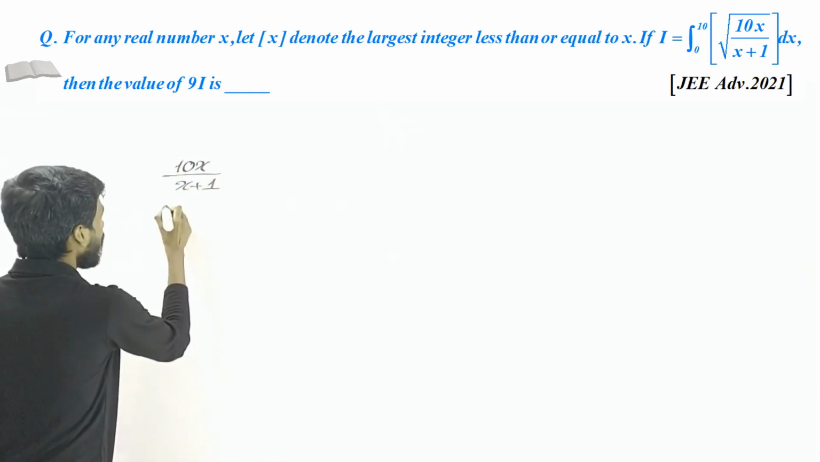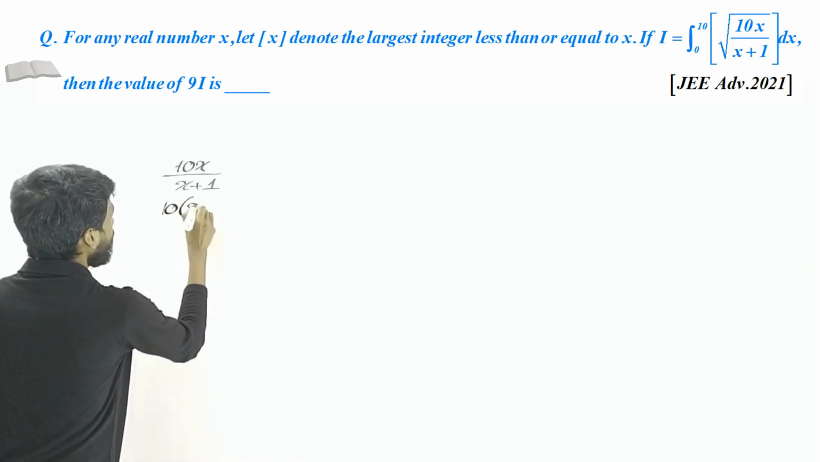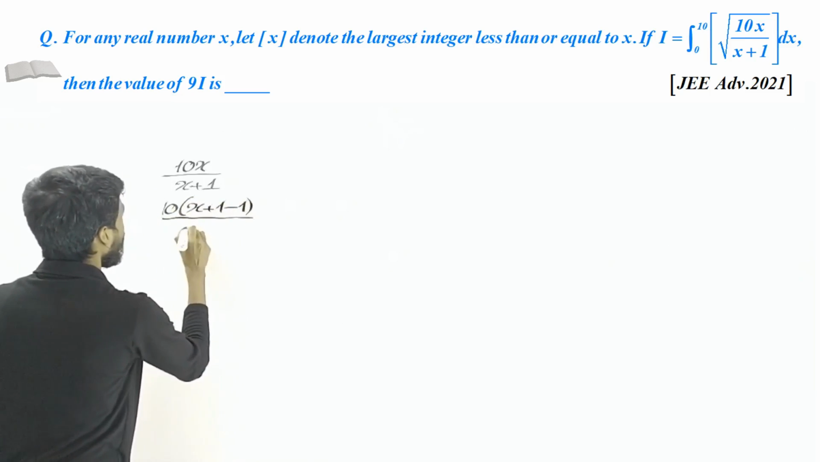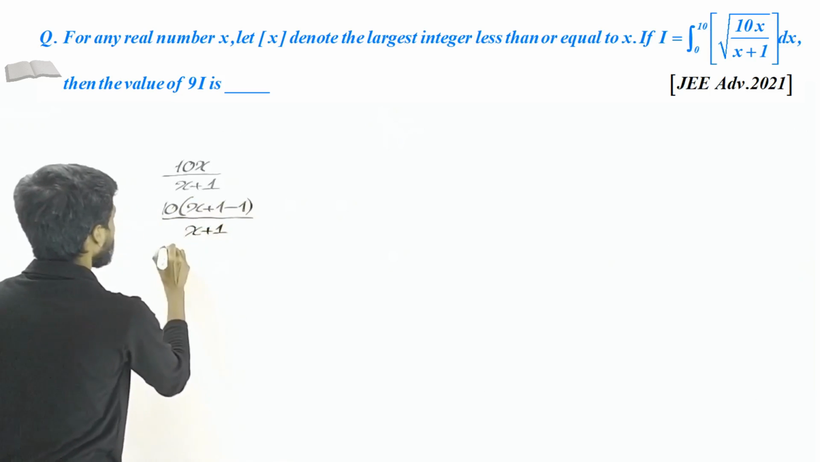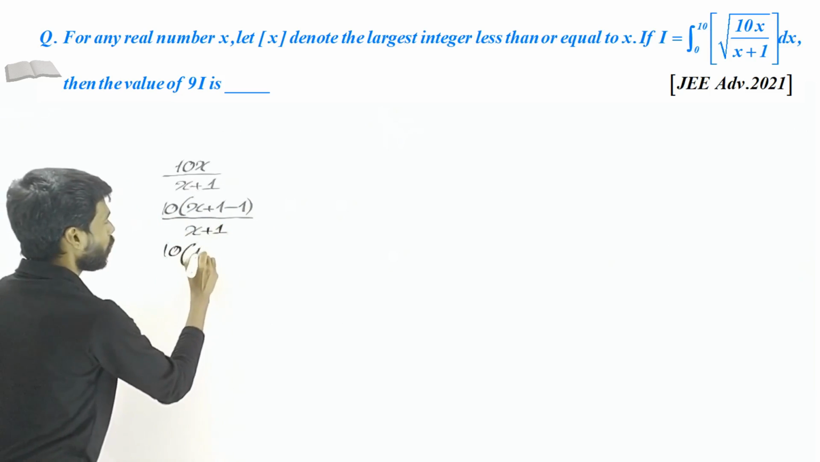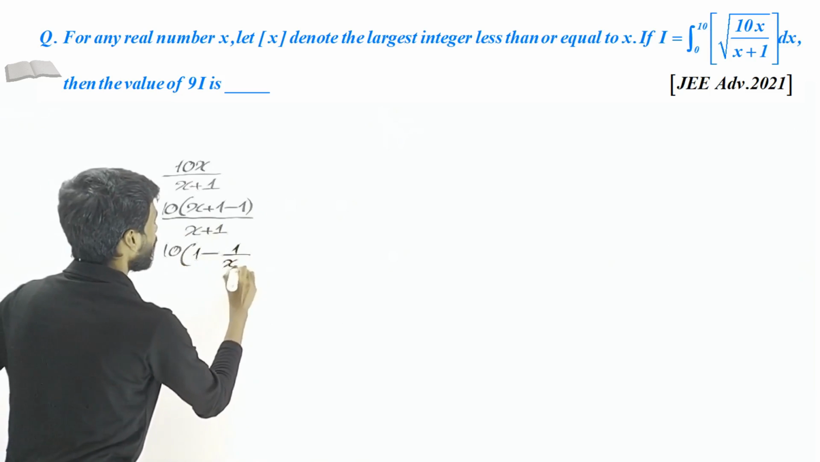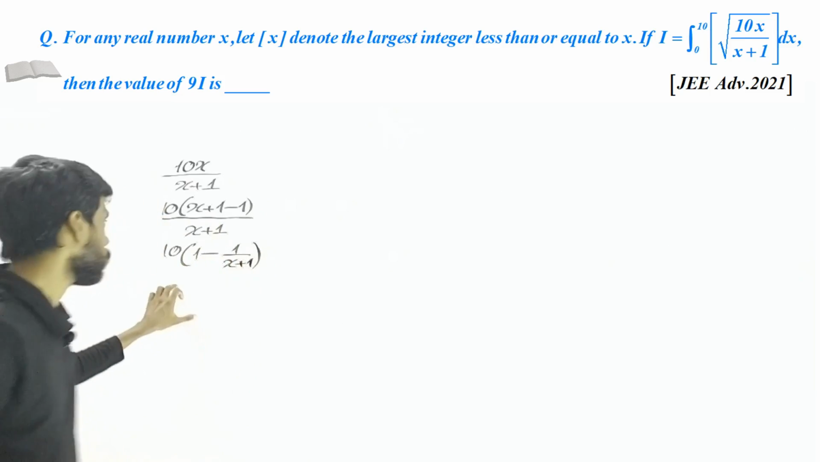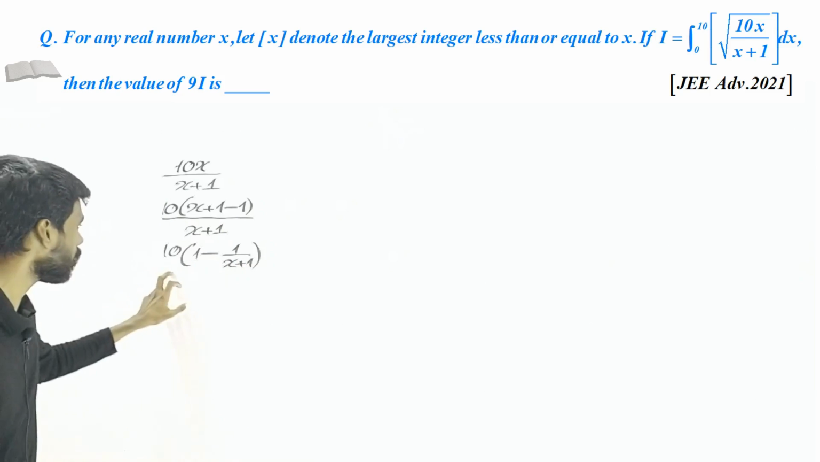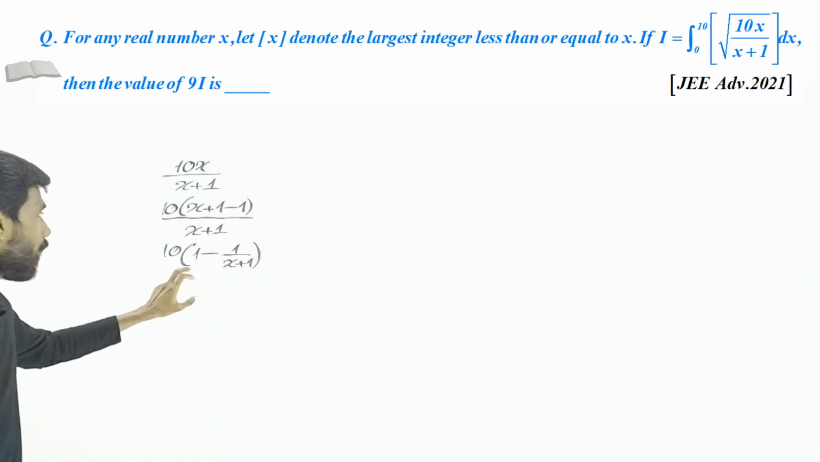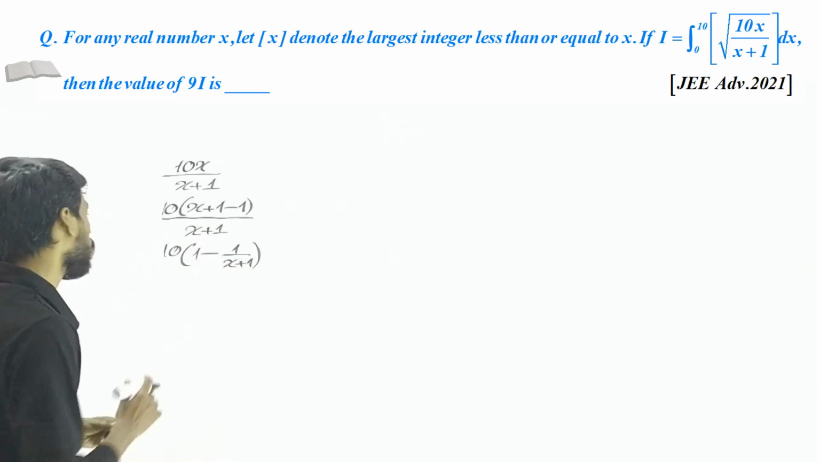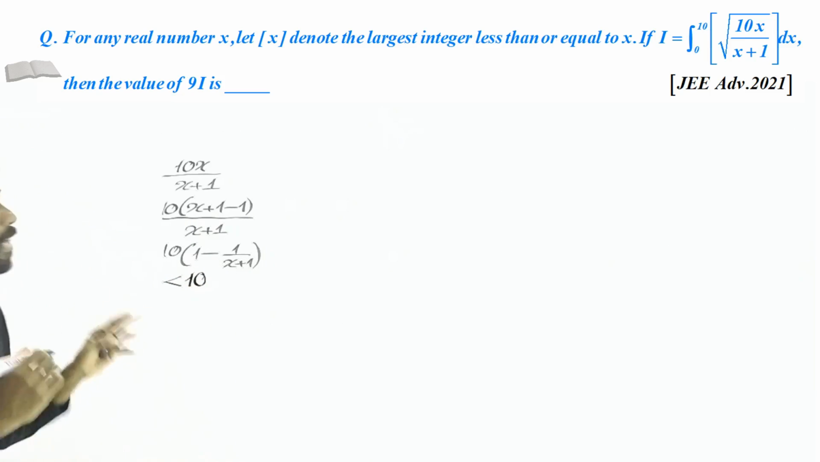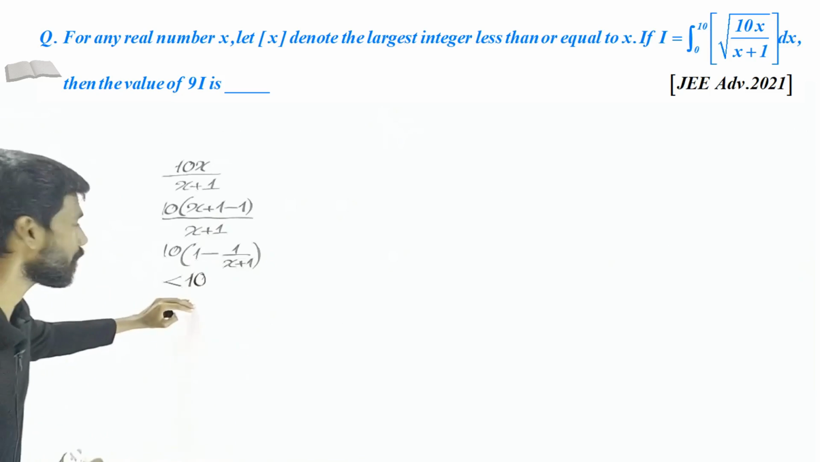So let's write it like this. So 10 multiplied by, you add 1 and subtract 1, like this. So divided by x plus 1, so that becomes 10 multiplied by 1 minus 1 by x plus 1. Okay, so what can be the maximum value of this? So this is 10 minus something, right? So 10 minus some positive value. So that means obviously it is less than 10. So the whole value is less than 10. So the value of the function inside is less than 10.